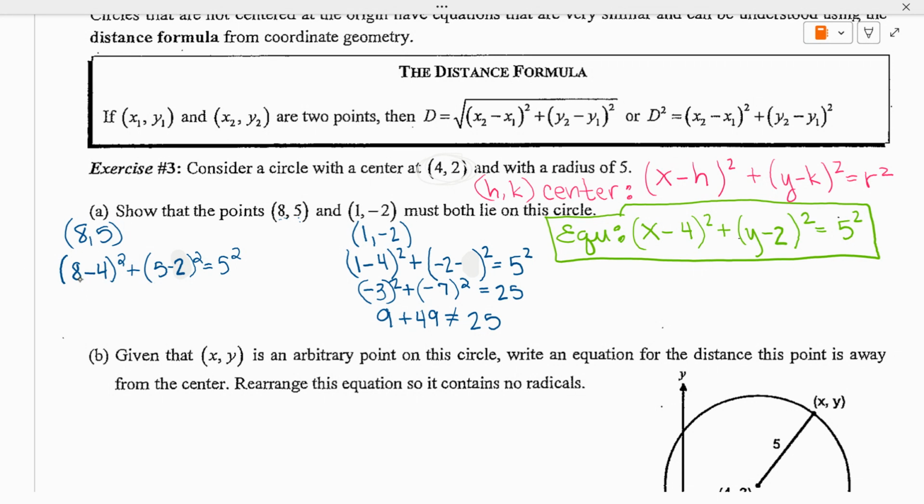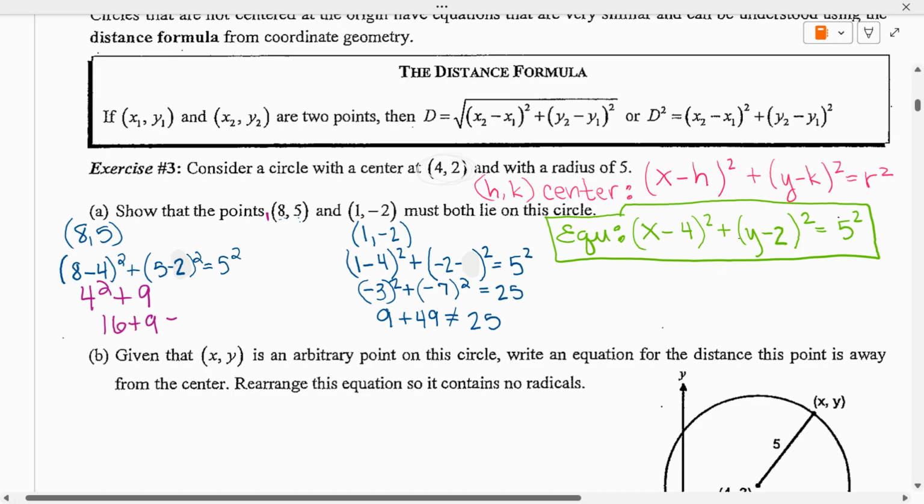So 4 squared plus 5 minus 2 is 3, squared is 9. So I really have 16 plus 9, which is 25. So this one is yes. Sorry, guys. 2 minus 2, this is going to become a negative 4. And this is 9 plus 16, which is also 25. So it's yes on both. Sorry about that.